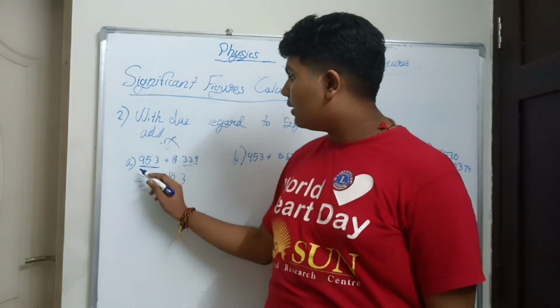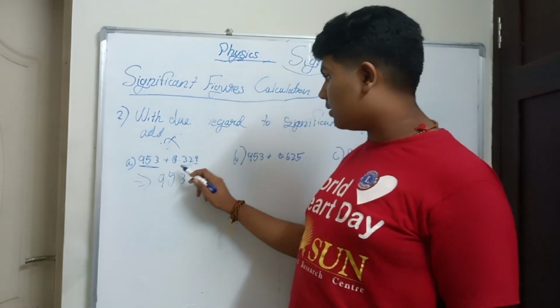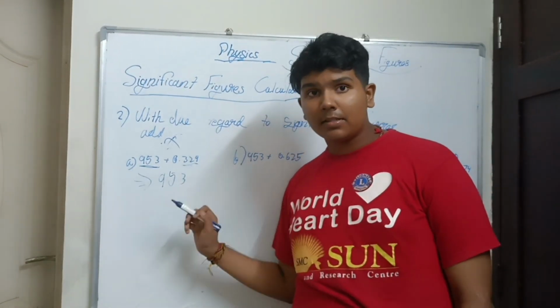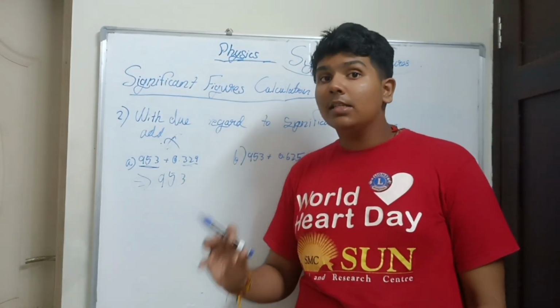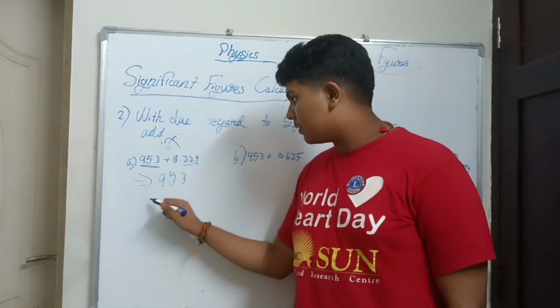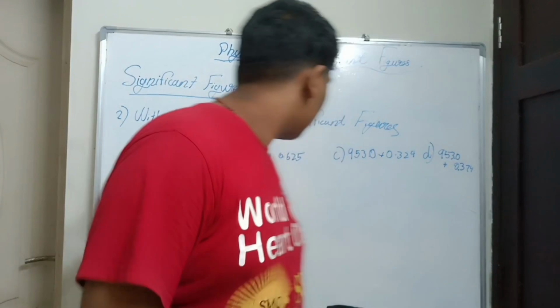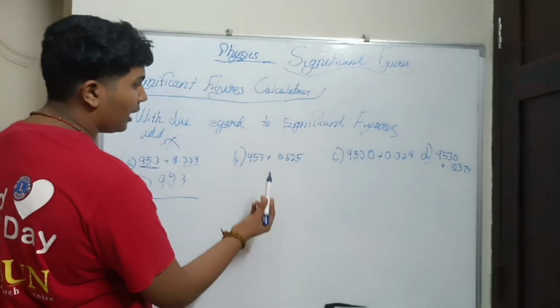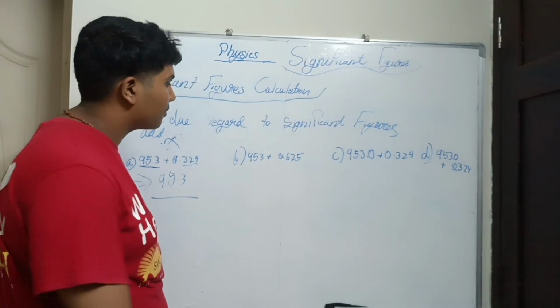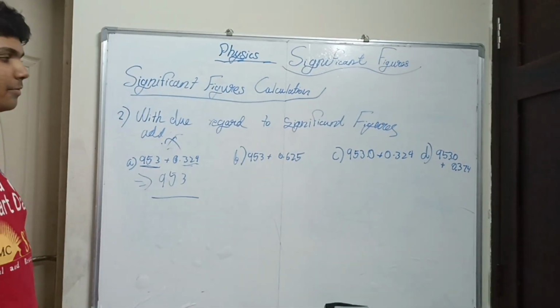953. If we put 953 plus this 0.324, that will be around 6 significant figures, right? But what is the least significant figure? 3. So 953 is the final answer. Hence, next we have 953 plus 0.625. Now how do you solve that?